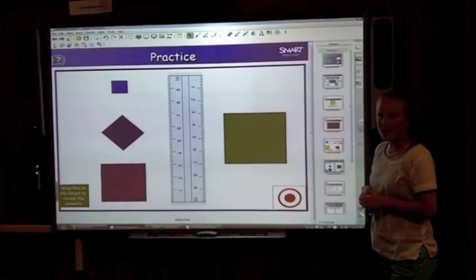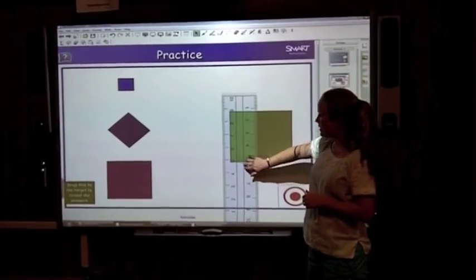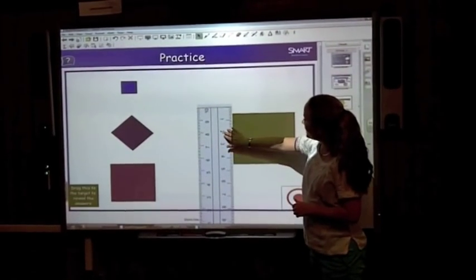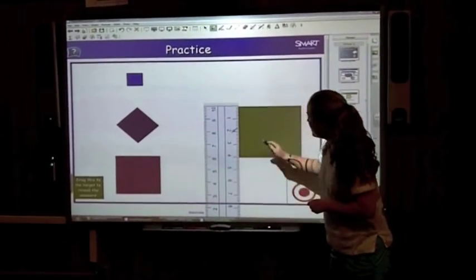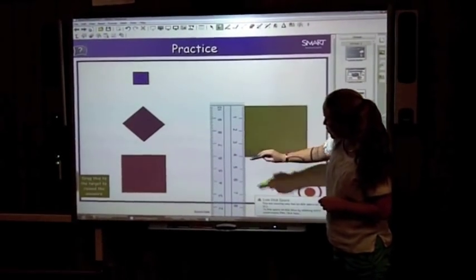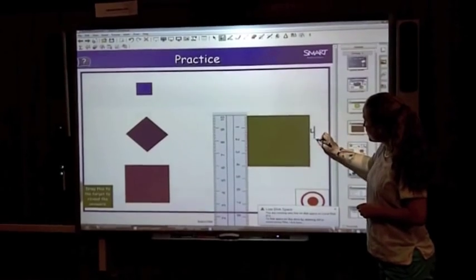This one is kind of cool because you have the ruler. You can move the ruler around to measure. First, let's measure this square. Line it up, and it is 1, 2, 3, 4. So we know that the height is 4.